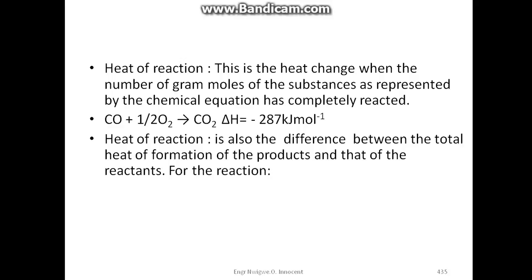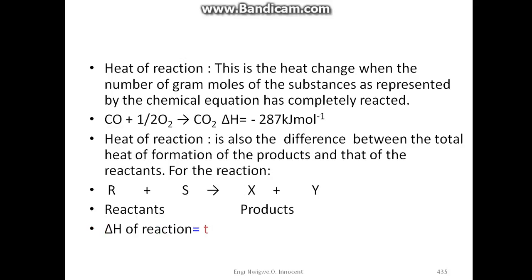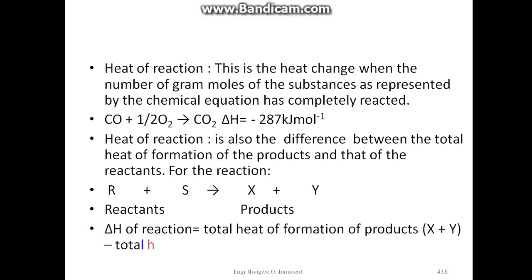For the reaction R plus X to give S plus Y, the left side is the reactant, the right part is the product. Delta H, or heat of reaction, is equal to the total heat of formation of the product S plus Y minus the total heat of formation of the reactant R plus X.